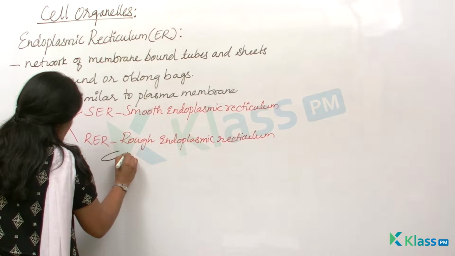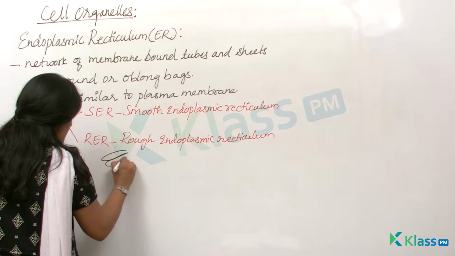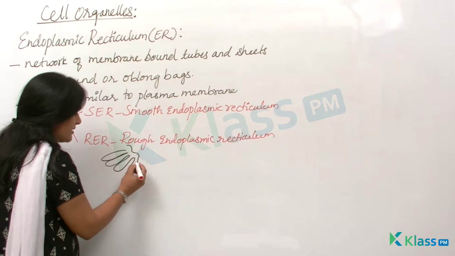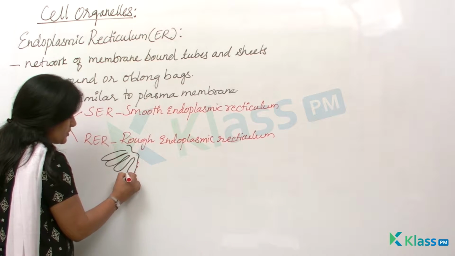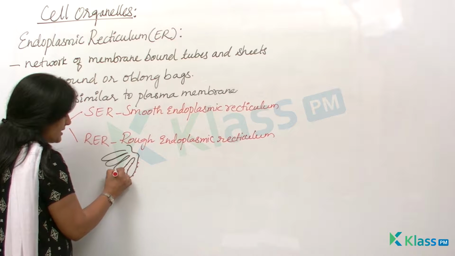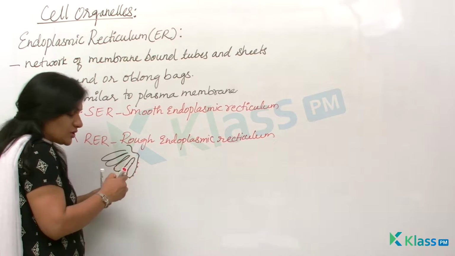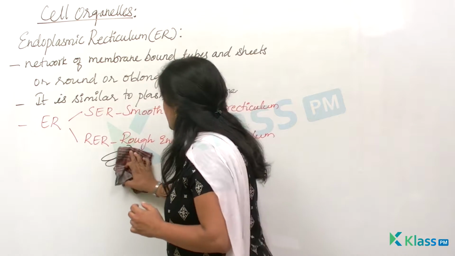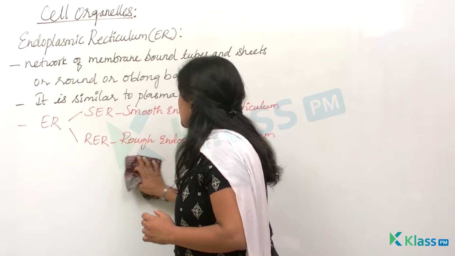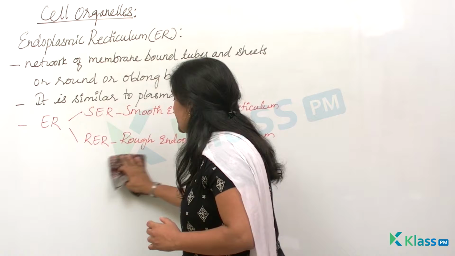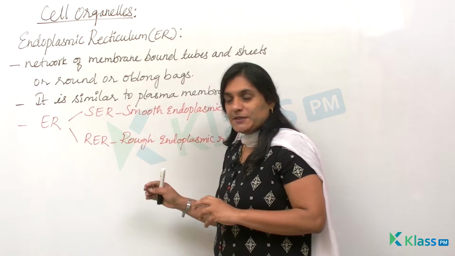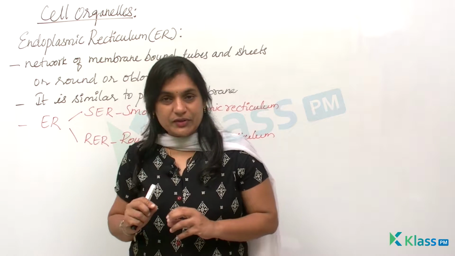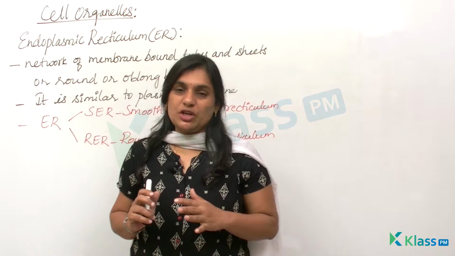They are just like oblong vesicles, like this. I'm just showing a normal sketch, this is not the exact thing, but they have ribosomes present. You can see the ribosomes on the surface of the RER, due to which it seems to be rough. That is the reason it is called rough endoplasmic reticulum, because it has ribosomes on its surface.